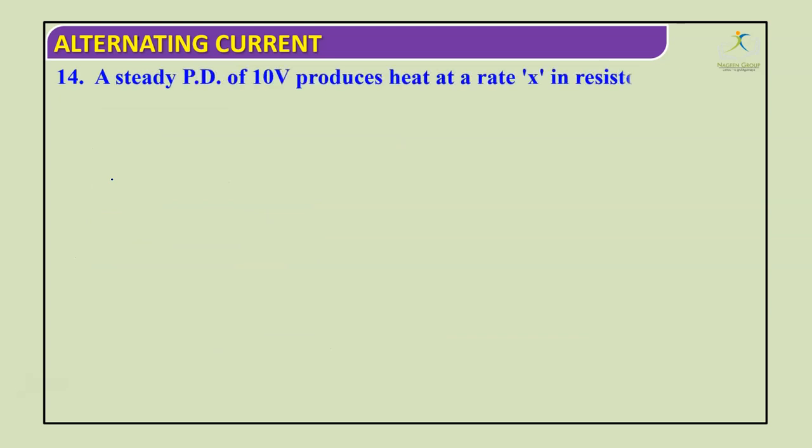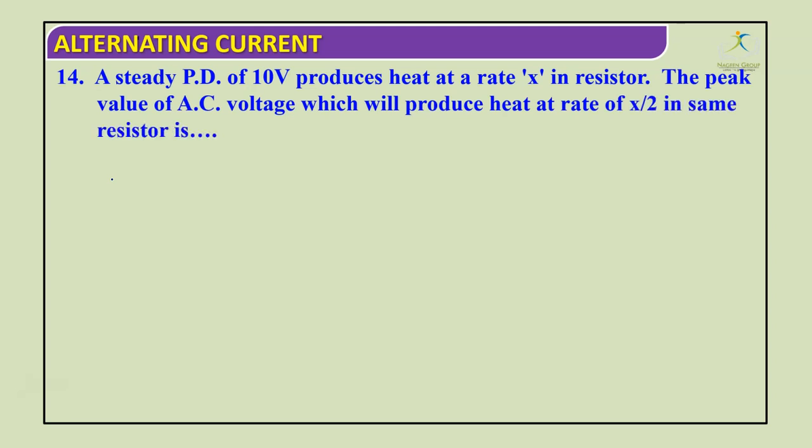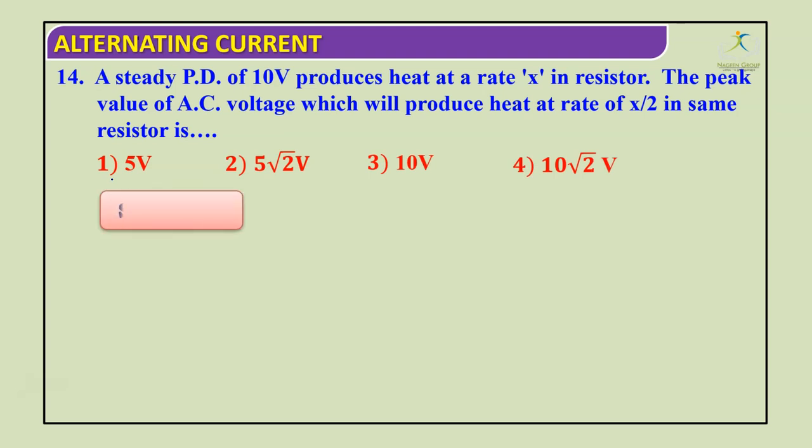Next question: a steady potential difference of 10 volt produces heat at the rate of X in a resistor. The peak value of AC voltage which will produce heat at the rate of X by 2 in the same resistor is: 5 volt, 5 root 2 volt, 10 volt, or 10 root 2 volt. So just move with the procedure part.